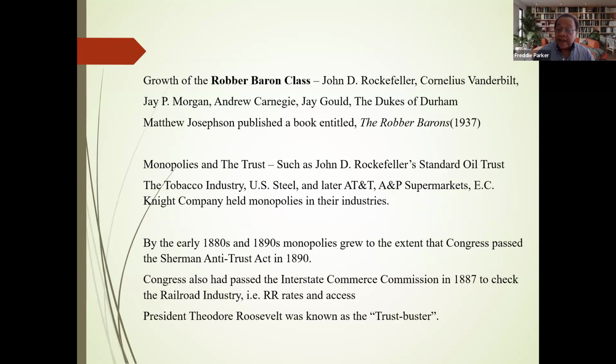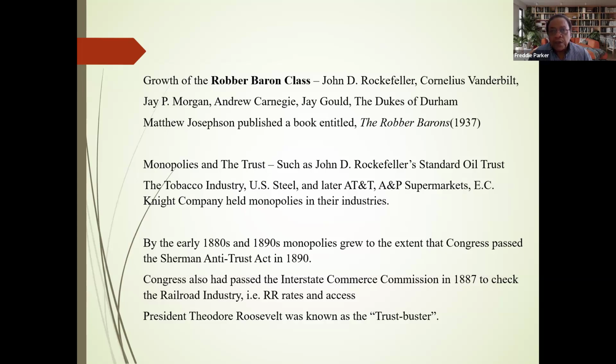The industrial period obviously gave rise to the growth of what Matthew Josephson called the robber barons, people like John D. Rockefeller, Cornelius Vanderbilt, J.P. Morgan, Andrew Carnegie, Jay Gould, the Dukes of Durham. Matthew Josephson published a book entitled The Robber Barons in 1937. Monopolies and the trusts, John D. Rockefeller, Standard Oil, the tobacco industry.